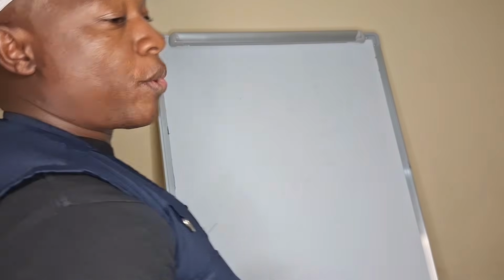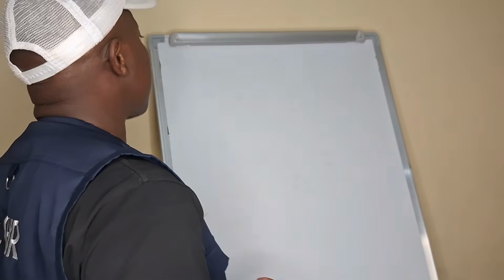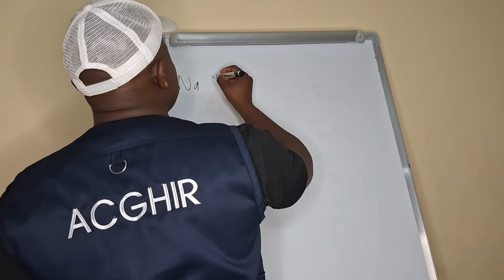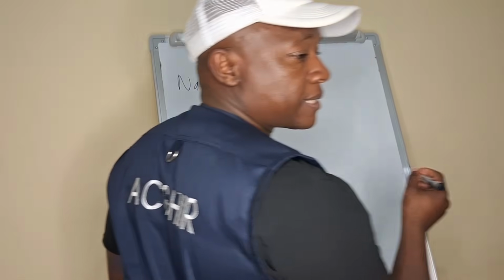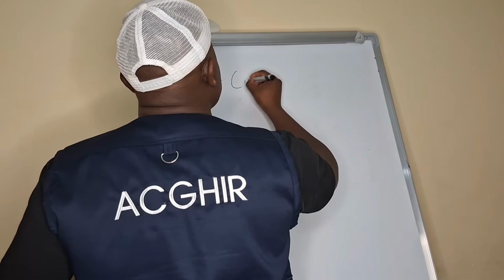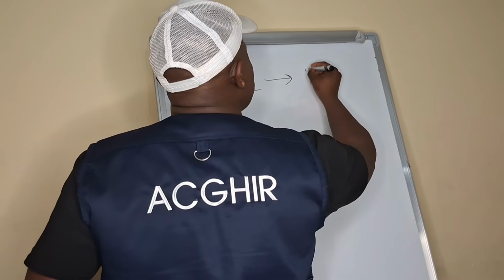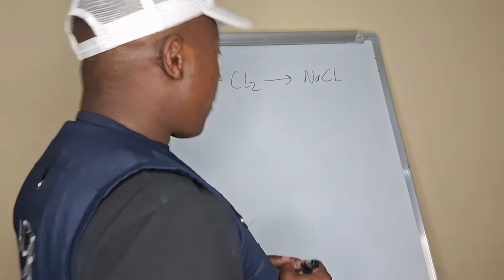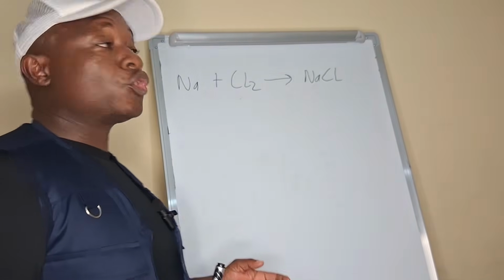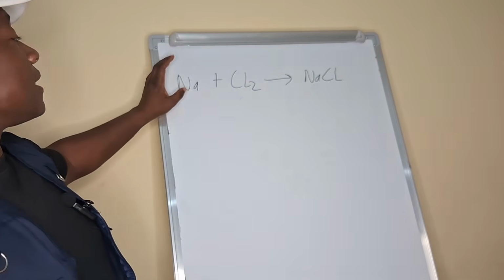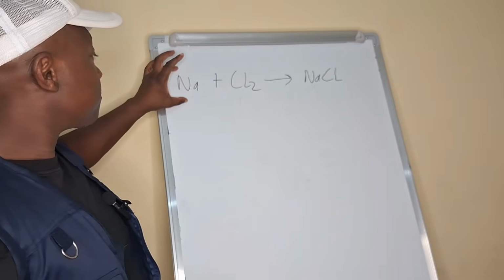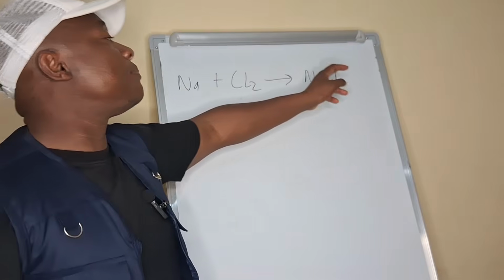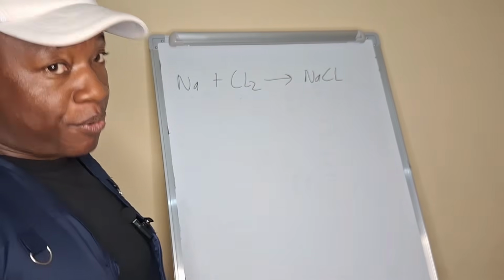Right. So we now want to try and balance our equations. The first one, we have got sodium plus chlorine to give sodium chloride. When we are balancing our equations, ladies and gentlemen, we should ensure that the number of atoms for the reactants should always be equal to the number of atoms for the products.